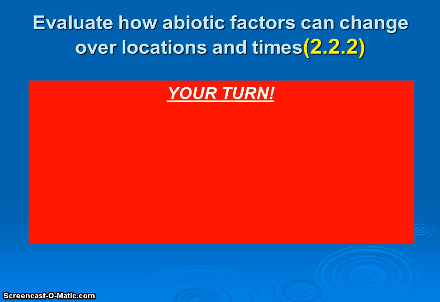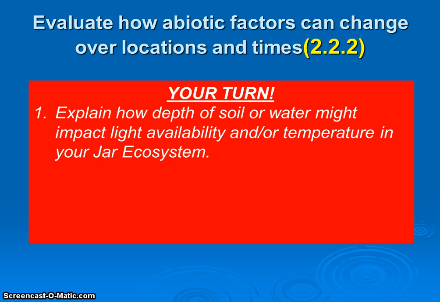Lastly, your turn. I want you to evaluate how maybe different abiotic factors might change over different locations and times. And to do this, please think about answering these questions under this objective. Explain how depth of soil or water might impact light availability and or temperature in your jar. So how much water or how much soil is going to impact how much light or temperature you're going to have in whatever component of your jar system.